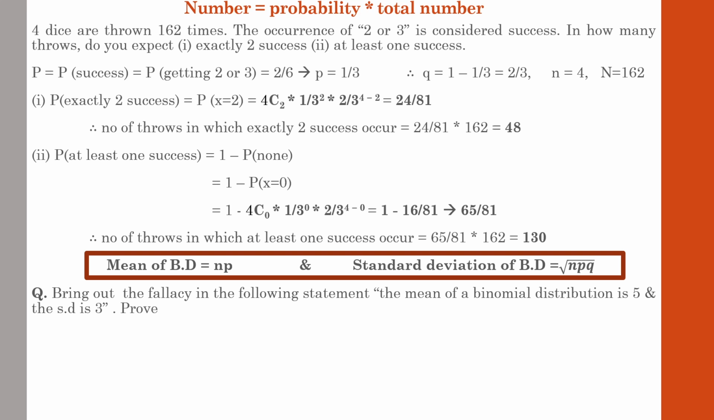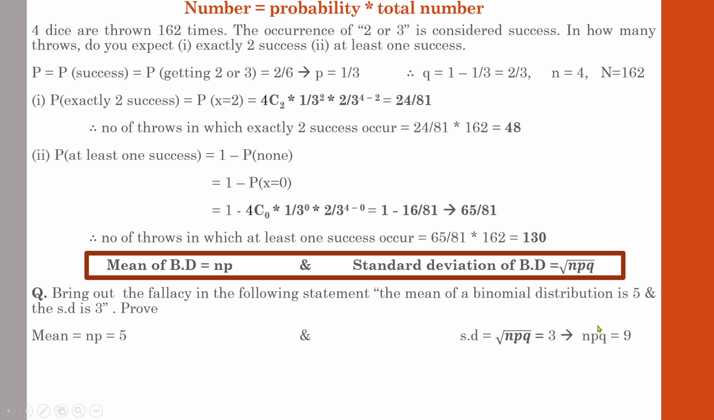First of all, let us note down the details given in the question. Here the mean of the binomial distribution is 5, and we know that the mean of a binomial distribution is np, and the value is given as 5. We just note down the data given in the question. Similarly, the standard deviation is given as 3. We know that the standard deviation is root of npq. So if the standard deviation is 3, then the variance will be 9.